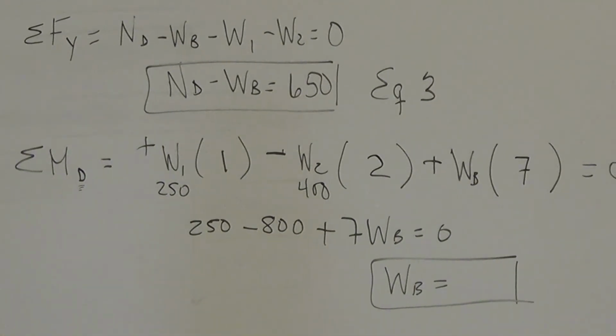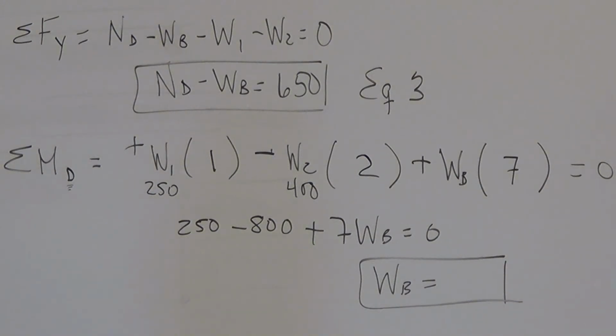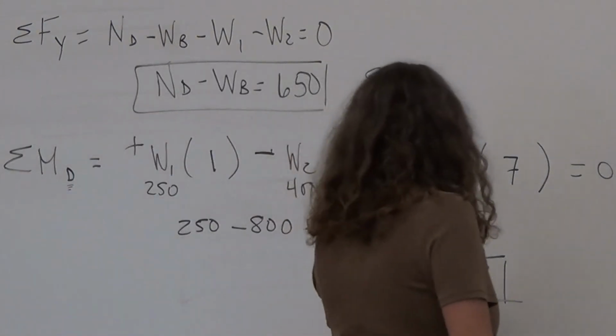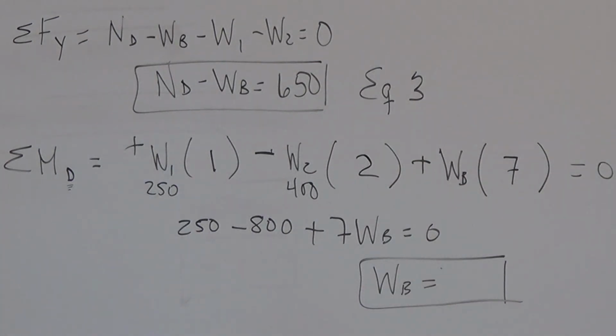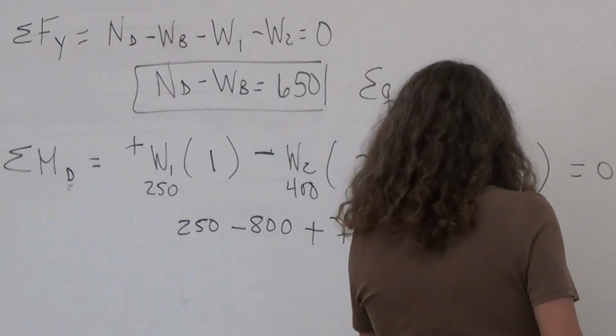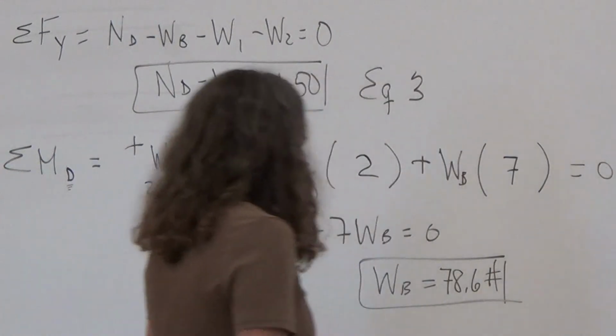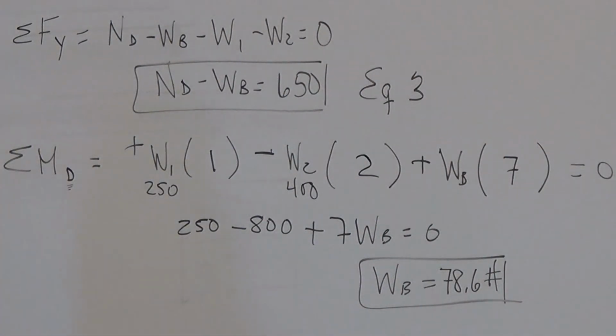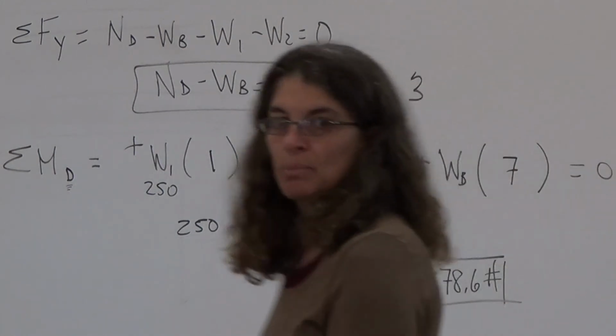Come on, pull out the calculator, you've got it right there. 1,050? No? I thought we were adding. 78.56. Oh, yeah. 78.6 pounds. And what do we have to find in this problem? What did they ask us to find? The smallest counterweight. Okay, and that's it, 78.6.